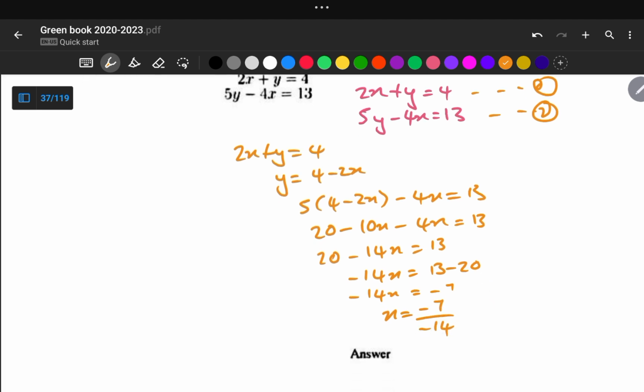So the negatives are going to cancel. So x is equal to 7 over 14. And if we reduce this 7 over 14 to its lowest term, it gives us half. So x is equal to half.